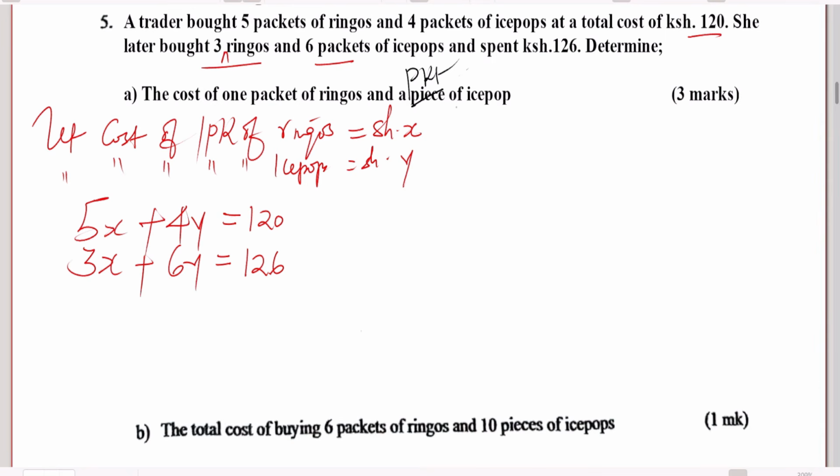So you can use elimination. I will eliminate x, 5x, 3x. I want to eliminate x, so I want to make the x's to be 15. To make 5x to be 15x, I have to multiply that one by 3. To make 3x to be 15x, I will multiply that one by 5. So the whole of the equation must be multiplied by that.